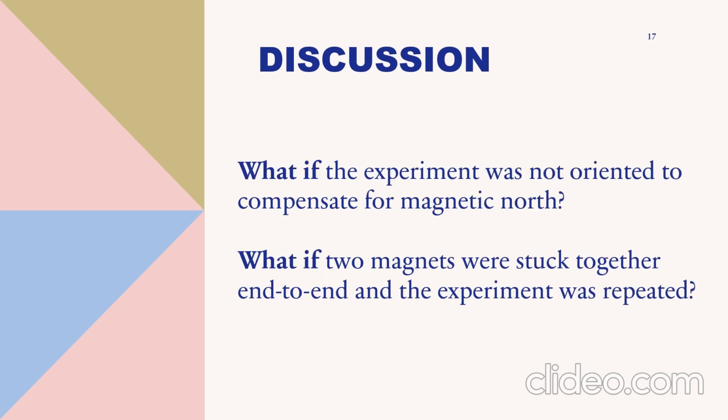If the experiment wasn't oriented to compensate for magnetic north, then we would have had to find some other way to account for the magnetic field of Earth, as it would have been affecting our values. And what if two magnets were stuck together and the end of the experiment was repeated? All of our values calculated would have been roughly doubled, as this would have made our magnetic field roughly double the strength.